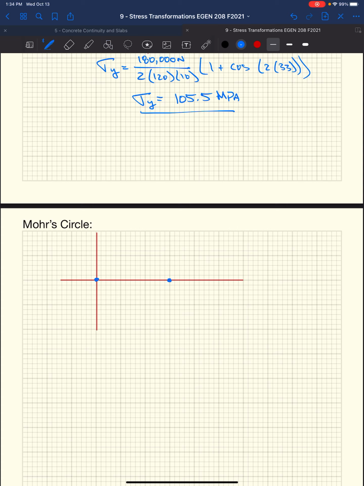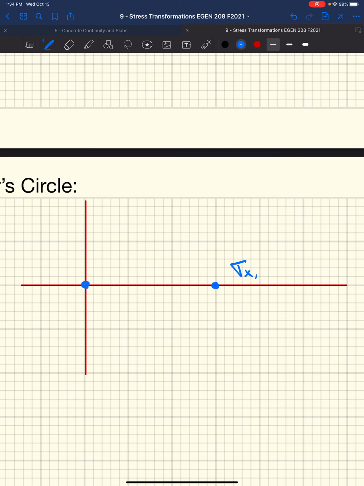I'm going to plot them as, again, our sigma x, tau xy. In this case, it's 150 megapascals, comma 0, because there's no shear stress. So that's our coordinate for 1 point. That's our x face coordinate. Our y face coordinate, sigma y, comma tau yx, well, that is 0, comma 0. It's at the origin. We have no normal stress. We have no shear stress. So we get these 2 points.